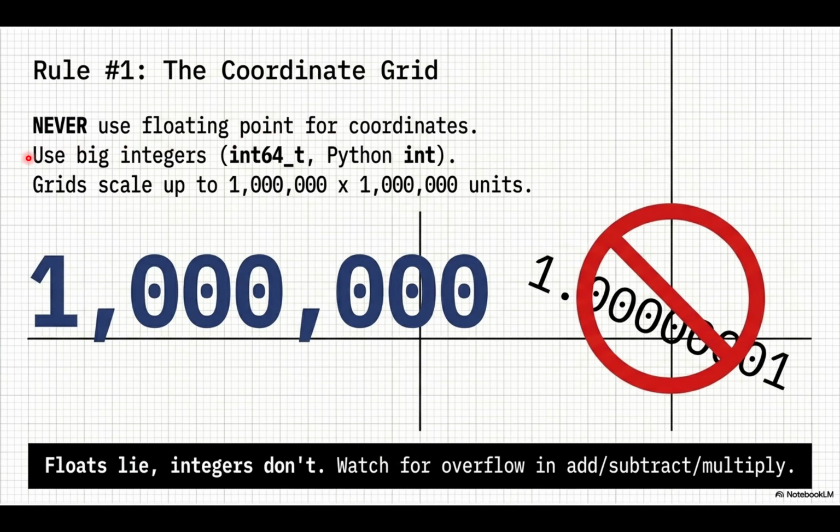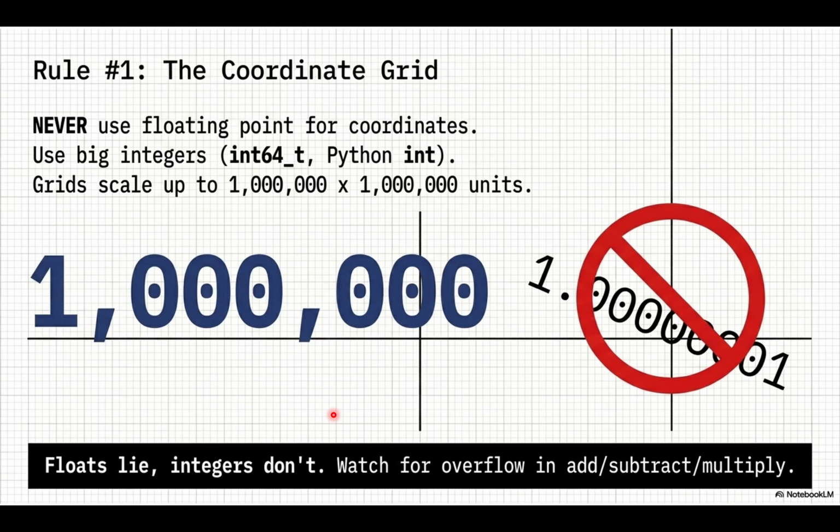Right, because you're dealing with massive grids scaling up to 1 million by 1 million units. You have to use large integers like int64 for every single coordinate. Wait, here's where I have to push back a little. Why are floating point numbers so bad? Aren't floats technically mathematically more precise? Because they give you decimals.